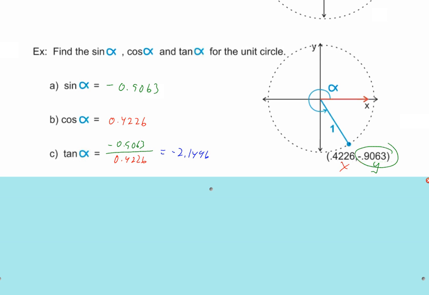Or, here's what will get you. Instead of giving you the drawing, I'll say something like this. Find the sine, cosine, and tangent for a unit circle where the terminal point coordinates are 0.4226 and negative 0.9063. So I won't give you the drawing. I'll instead just give it to you in words, and then you'll do all kinds of crazy stuff trying to figure it out. Okay? So I just took this question in visual form and put it in written form.